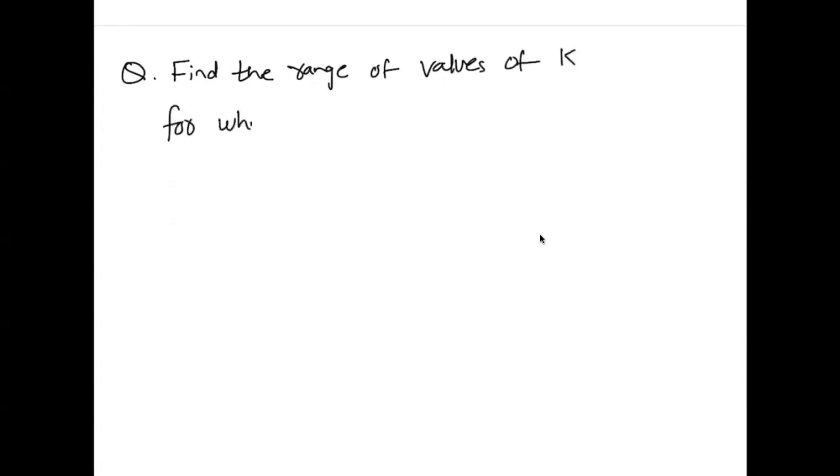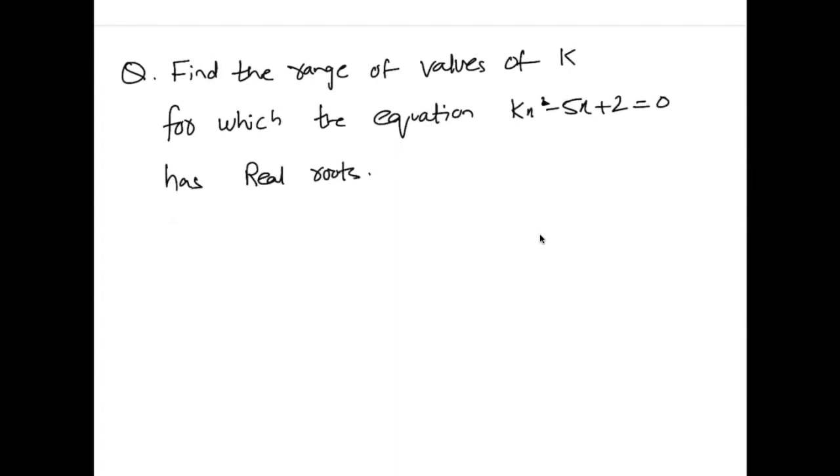All right. Then if the question is: find the range of values of k for which the equation kx squared minus 5x plus 2 equals 0 has real roots. Now, what do we mean by real roots? Anyone? What is the meaning of real roots?